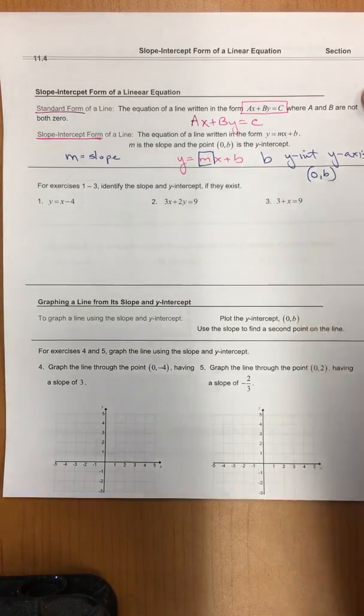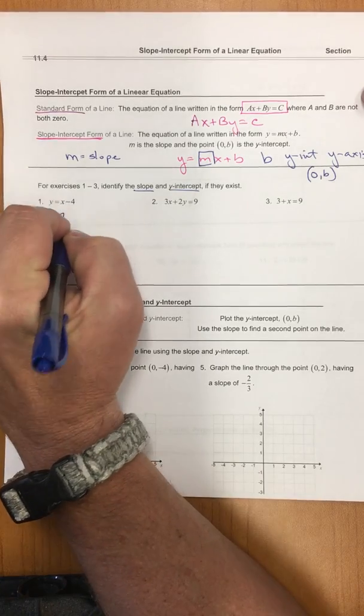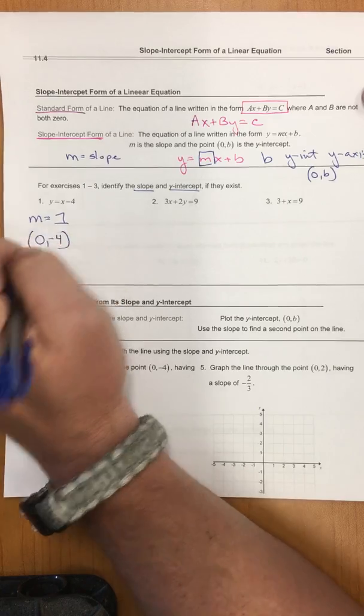So they're going to have us do a couple things. Number one, identify the slope and the y-intercept. So for the first one, the slope is 1 because the number in front of x is 1. The y-intercept is the point (0, -4).